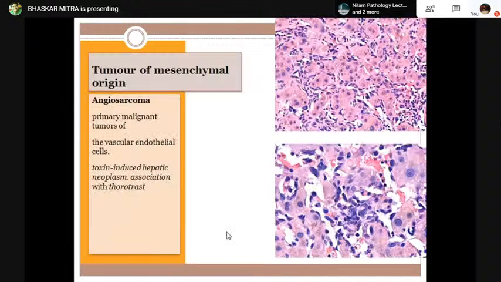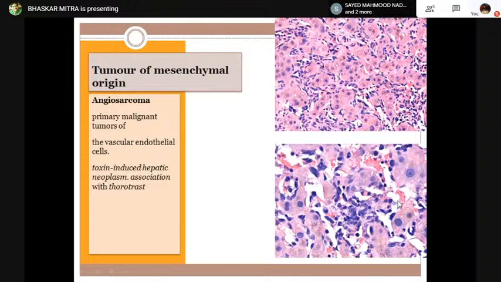Now going to the tumors of mesenchymal origin. As in the picture I have shown earlier, in the mesenchyma we see the blood vessels. So the malignant tumors of vascular origin, the classical one is the angiosarcoma.